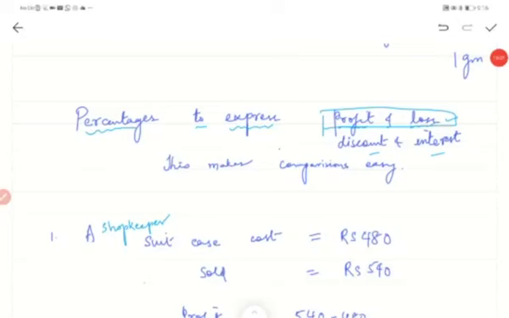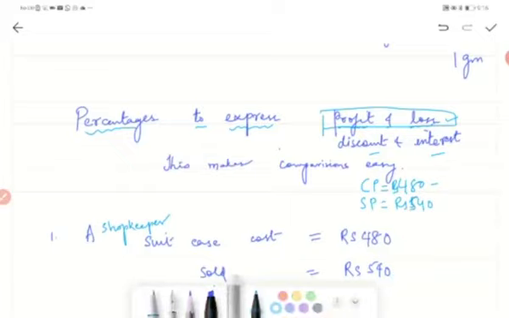Let's see one small problem, one more on this. So this is an exercise problem. There was a shopkeeper who bought a suitcase at the cost of rupees 480. Okay, that means this 480 is what? This 480 is cost price. Okay, and he bought it for 480 rupees, but he sold it for how much? 540 rupees. So this becomes selling price. So selling price by the shopkeeper was how much? It was 540.